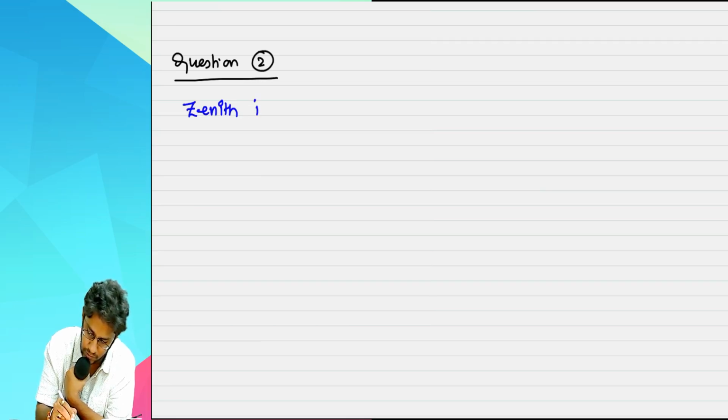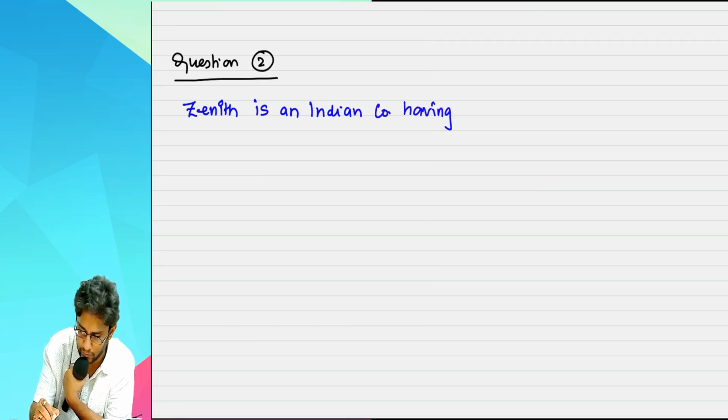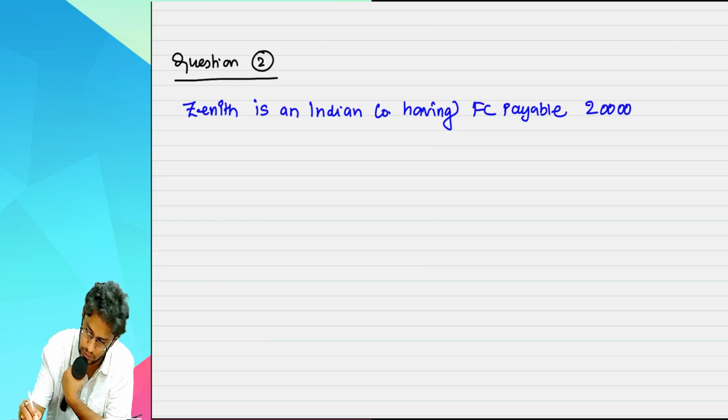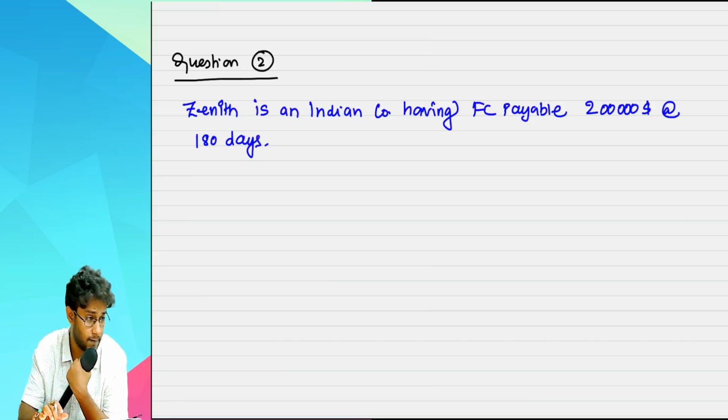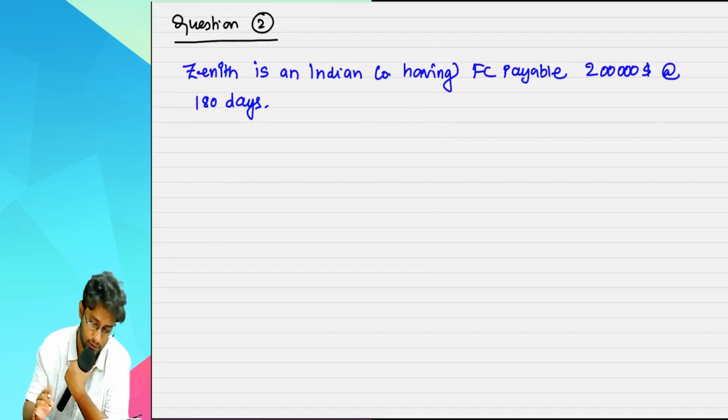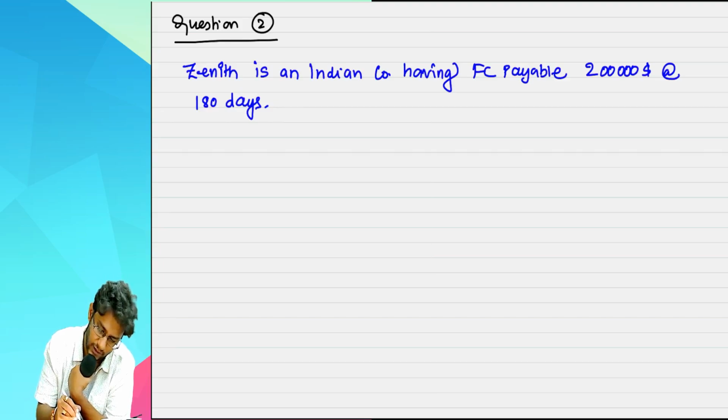Zenith is an Indian company having FC payable. How much FC payable? $2 lakh at 180 days. Actually, you can do 6 months because he is asking you to take 360 days in a year. But anyway, keep it like that. So where is the alternative, sir? Alternative 1.